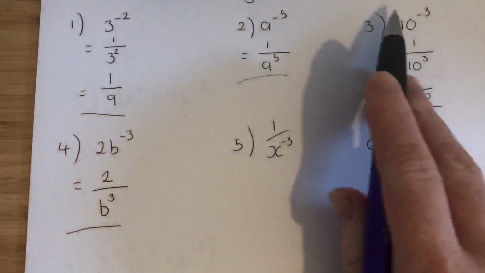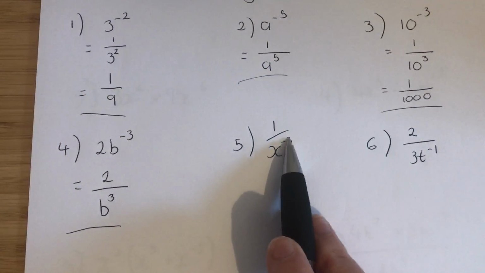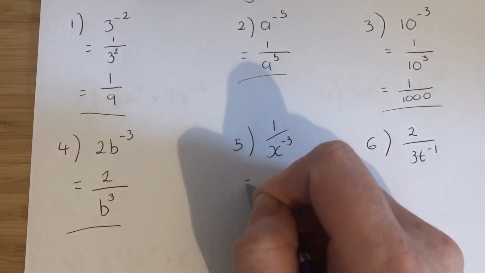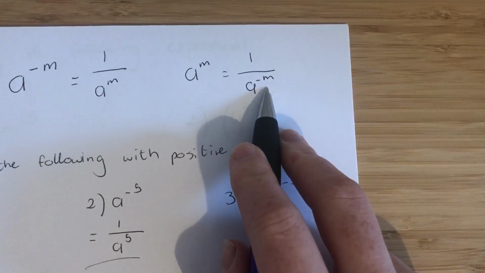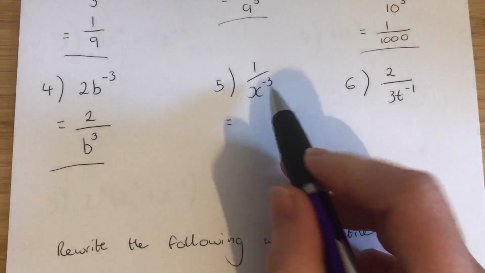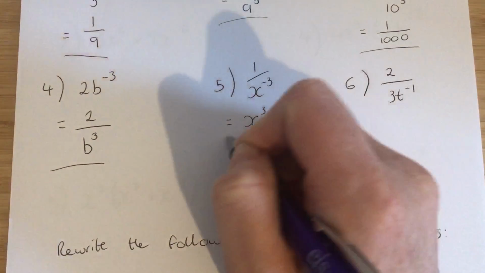Right, we want to write this one with a positive power. Right now it's x to the power of negative 3. So this is us going back the other way. Here, we've started here and we're wanting to go back to the positive one. So that, if it's negative there, that becomes x cubed.